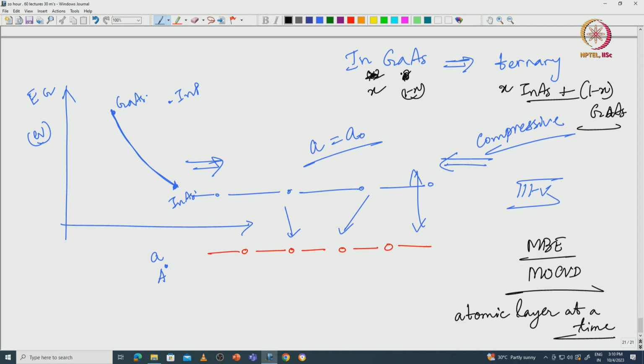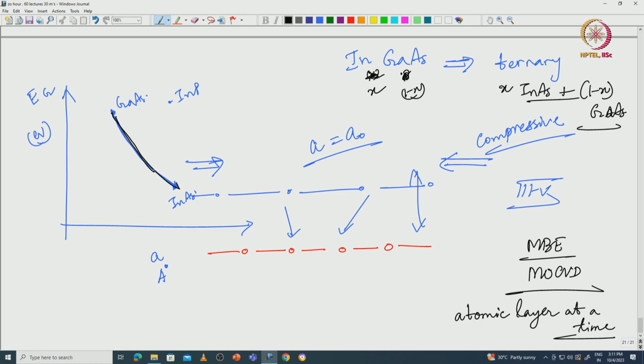It is not a very simple game. The entire thing, from material to device to circuit to system, is a fairly convoluted game. You need to understand right from the basics to actually appreciate the device, in turn to appreciate the power amplifier or the system that is being built. So here, if you go from gallium arsenide to indium arsenide, the band gap goes like that.